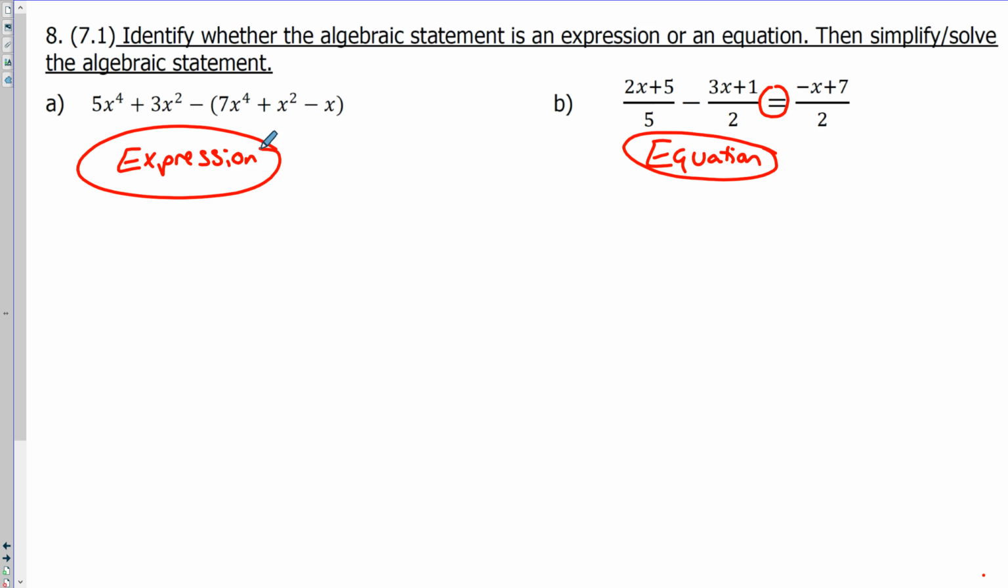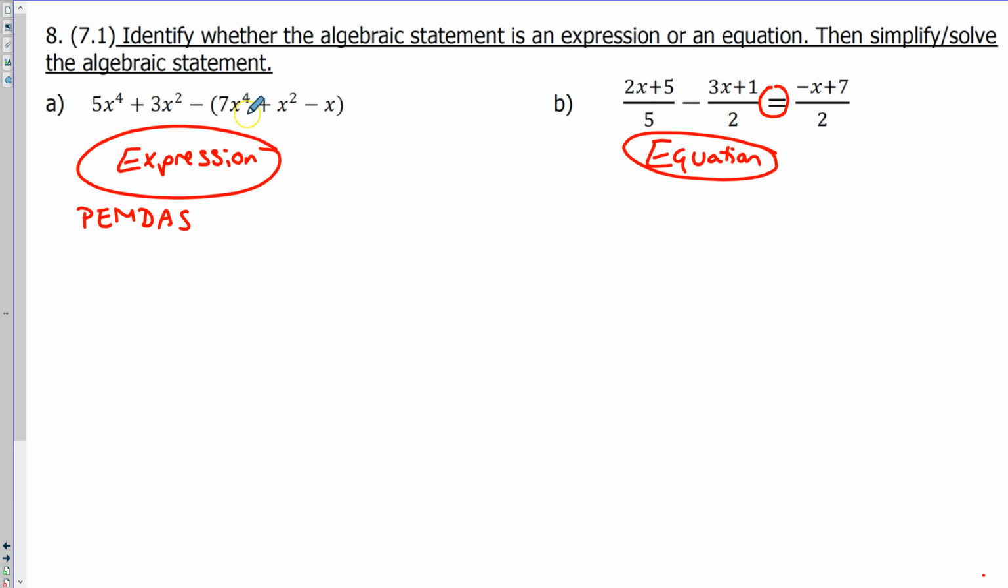So I'm going to start with A, which is an expression. So A means I'm going to simplify it. Simplification means we're going to follow the rules of PEMDAS. So if I see things in parentheses and I can perform operations, I want to do that. Then exponents, then multiplication, then division, then addition and subtraction.